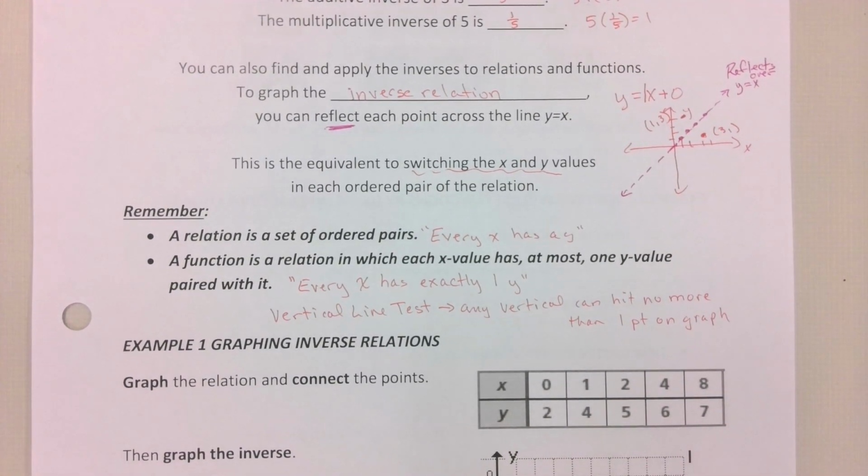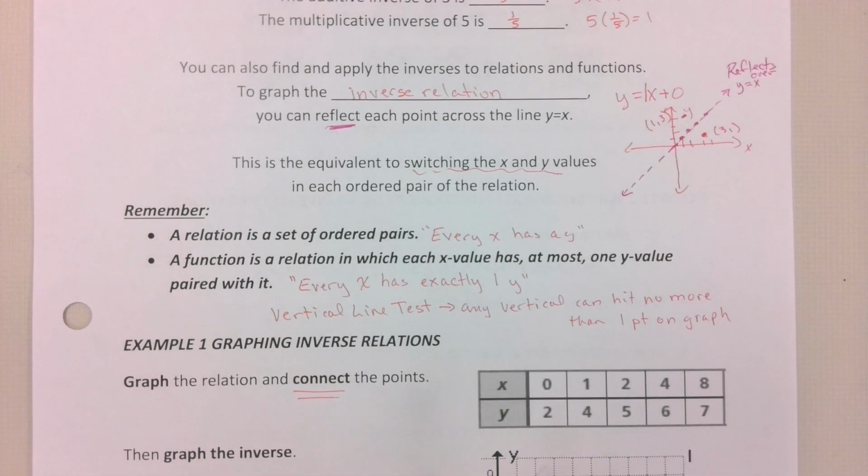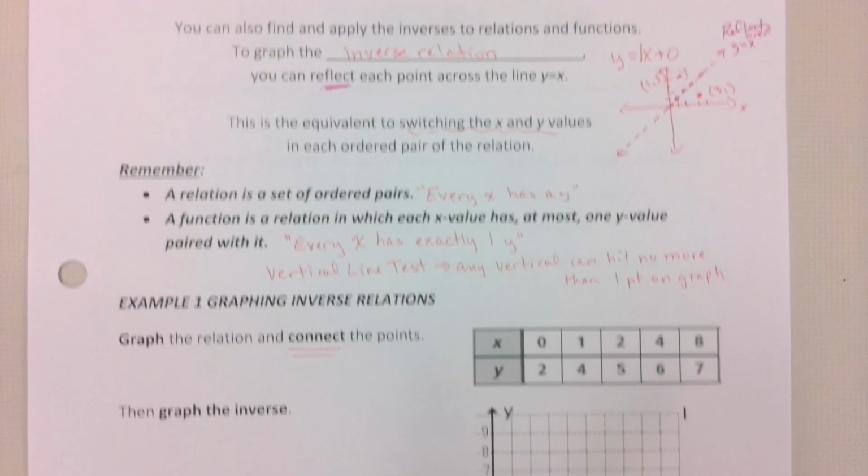All right, so we're going to get into looking at this by graphing. So the first thing we're going to do is graph the relation and connect the points, and that's important. If we're not connecting the points, then this is considered a discrete graph and we have 5 points, and that's it. But since we're connecting the points starting at 0 going to 8, it's going to be continuous between those.